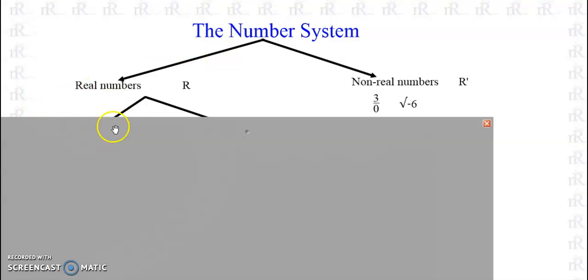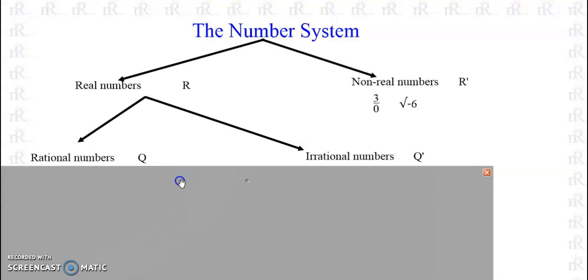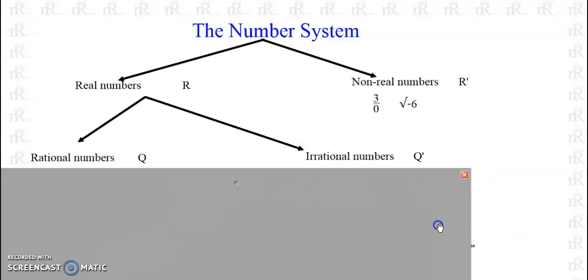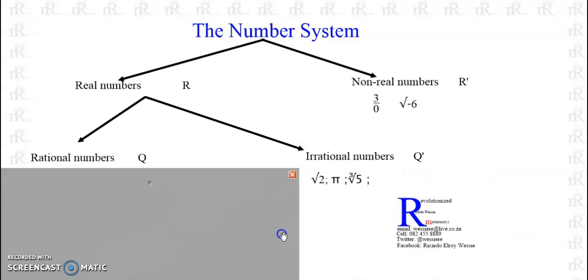Then, real numbers are divided into two categories: rational numbers and irrational numbers. The symbol for rational numbers is the letter Q, and the symbol for irrational numbers is Q dash. Now, irrational numbers are numbers that cannot be written as a fraction.